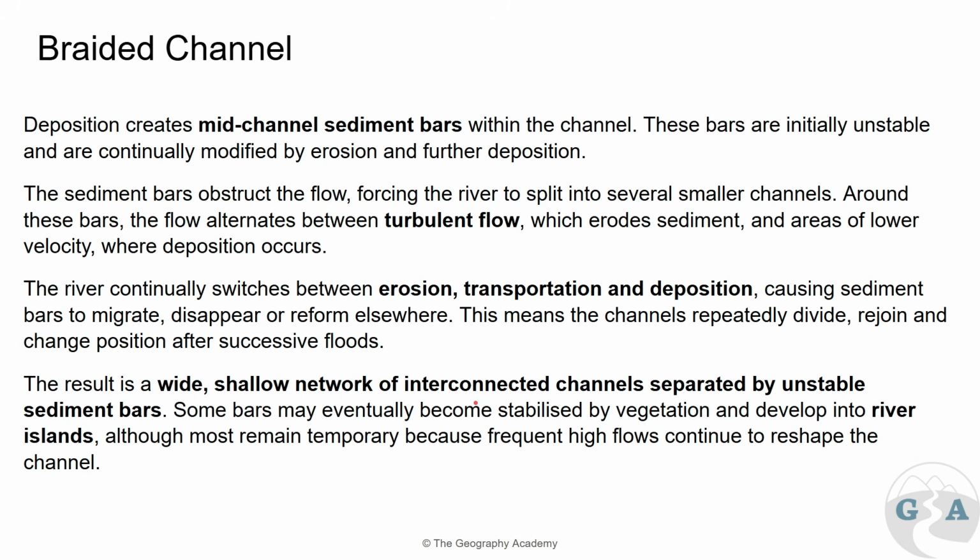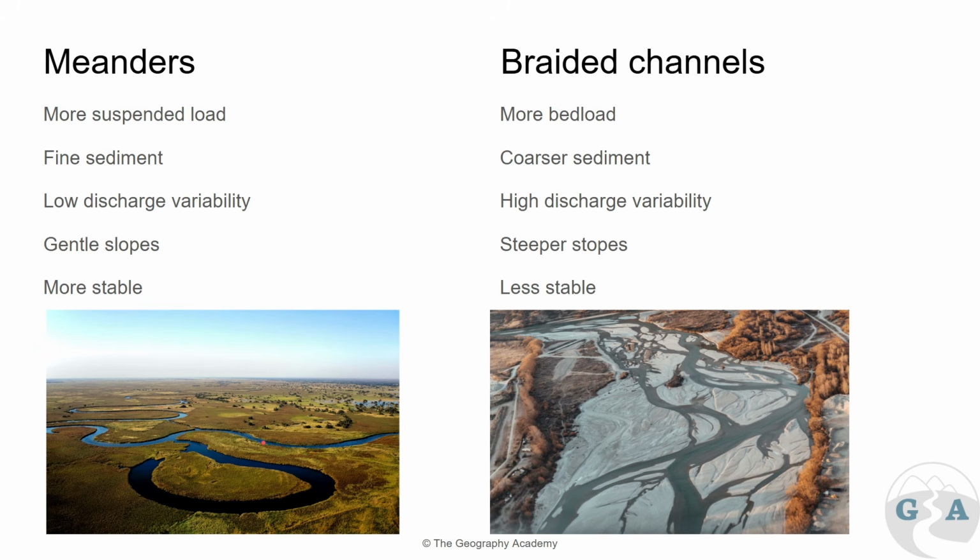The result is a wide, shallow network of interconnected channels separated by unstable sediment bars. Some bars may eventually become stabilized by vegetation and develop into river islands, although most remain temporary because of frequent high flows continue to reshape the channel. Now, that is the braided channel formation.